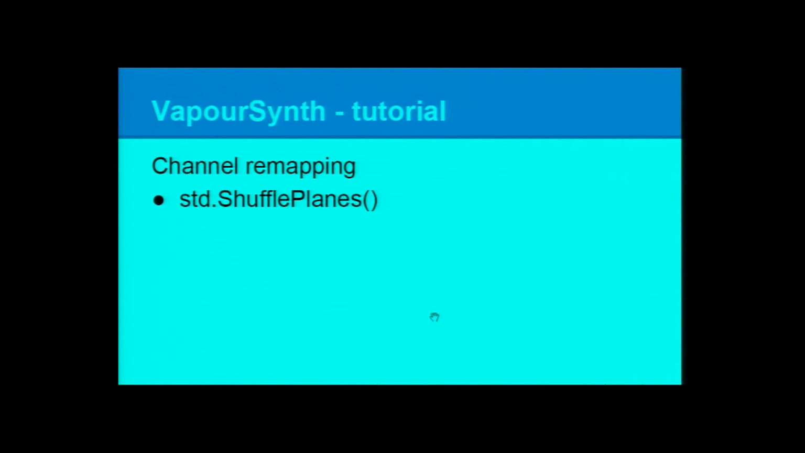And before I talk about std.Lut, you can use this. We can assign the offset function and blend function into here. So if you want to exchange, merge, or separate the color channels, std.ShufflePlanes can do this for us. Like here, we exchange the red channel to the blue channel, the blue channel to the red channel, and keep the green channel.